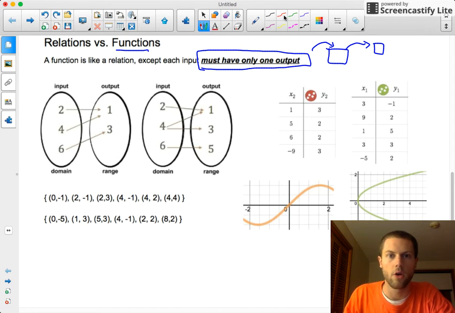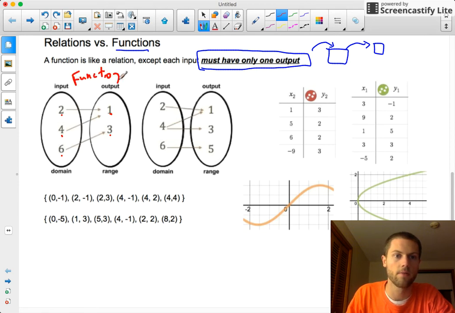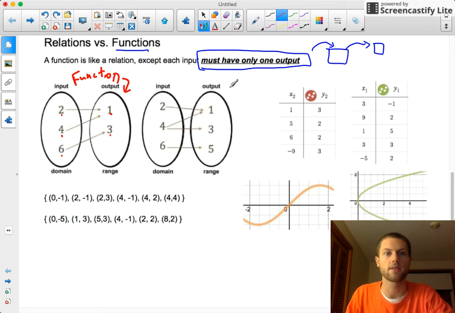In my first example, the 2 maps to a 1, the 4 maps to a 1, and the 6 maps to a 3. If this relation is a function, then each input must have one output. Well, let's see. Here's an input, and it has only one output. It only outputs to 1. 4 only has one output, and outputs to 1. And 6 only has one output, and that outputs to 3. So this thing is a function, since it passes this test.